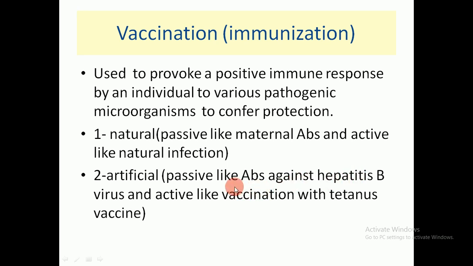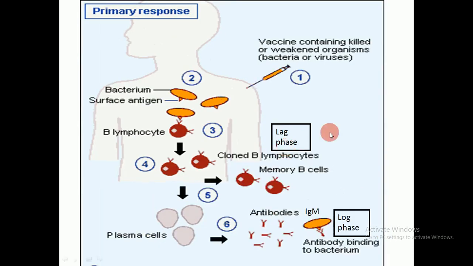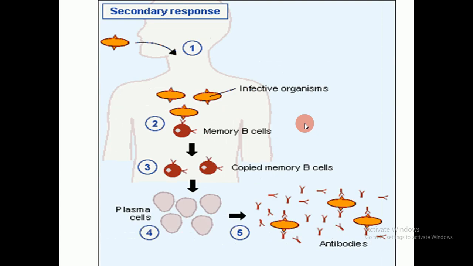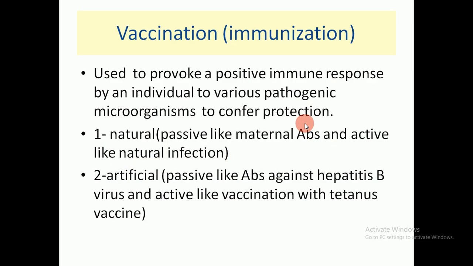For example, a surgeon injured with a needle during an operation, and he was not vaccinated with hepatitis B. So we give him ready antibodies, which is called passive immunization, passive vaccine. And these are ready antibodies against the hepatitis B virus. And the active, like vaccination, for example, with tetanus vaccine.